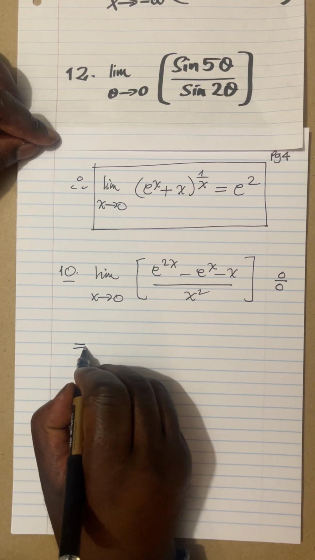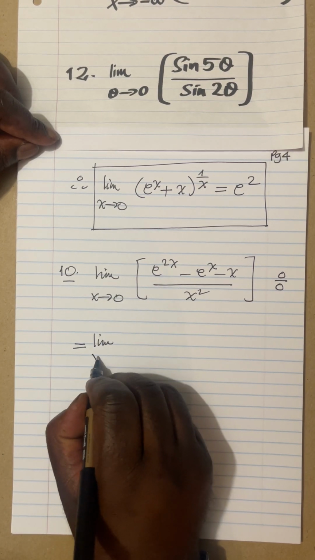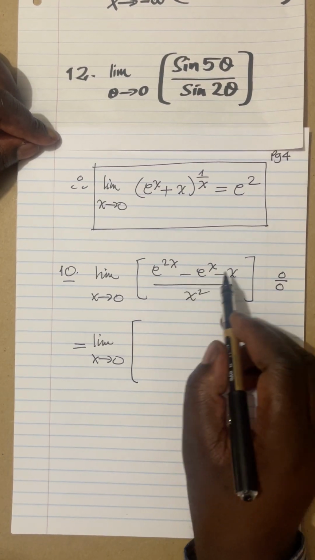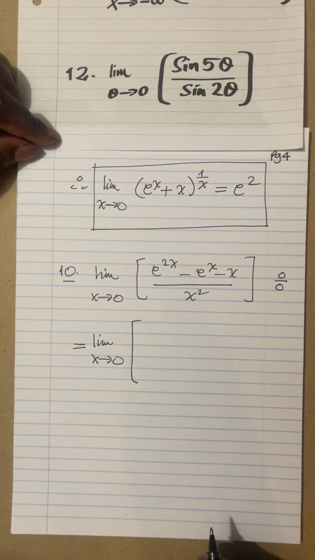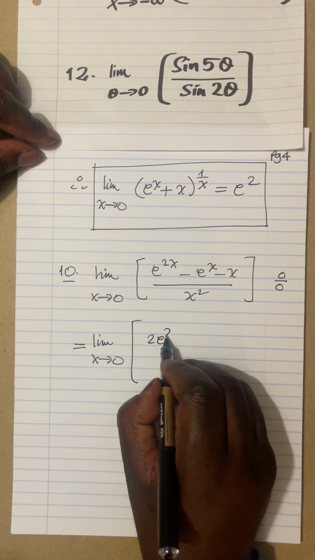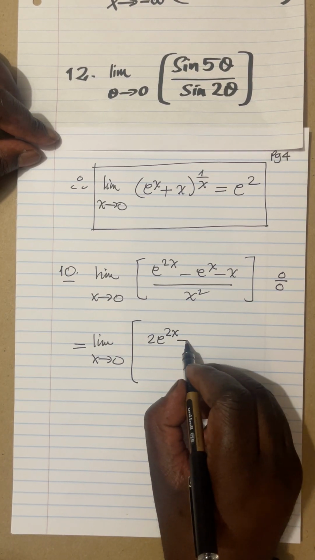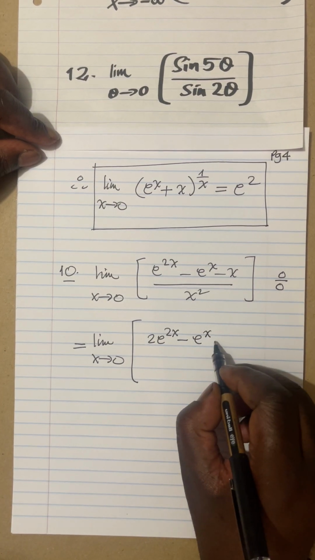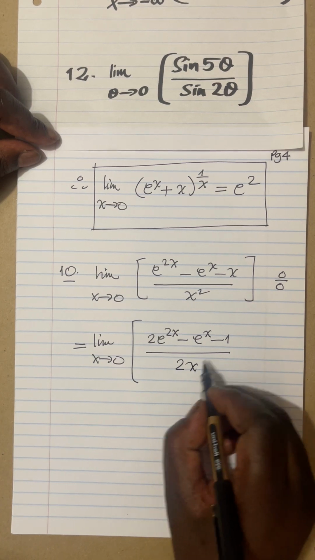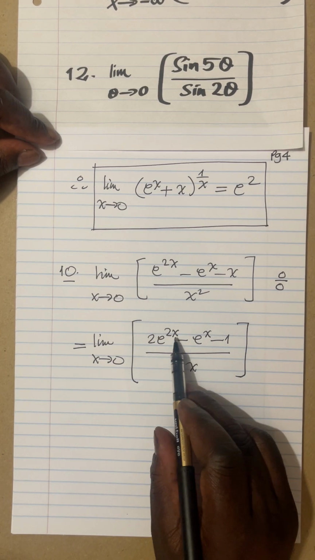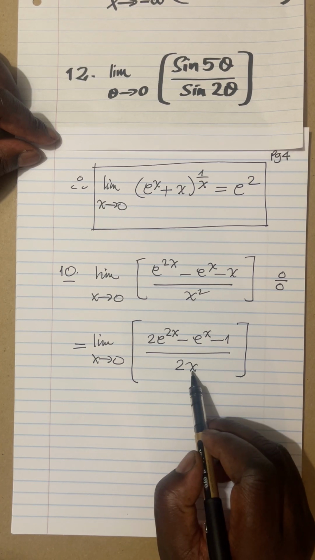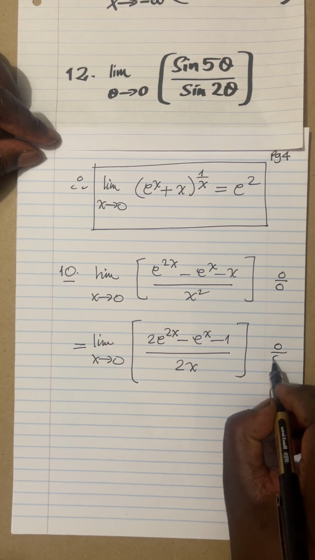L'Hopital's rule applies. This is going to be limit as x approaches 0 of the derivative of the numerator over derivative of denominator. Differentiating e to the power 2x is just 2 e to the power 2x. Differentiating e to the power x is e to the power x. Differentiating minus x is minus 1. All over derivative of x squared is 2x. If you plug in 0, again, this becomes 2 minus 1 is 1 minus 1, 0, 0 there, 0. So another indeterminate form of 0 over 0.